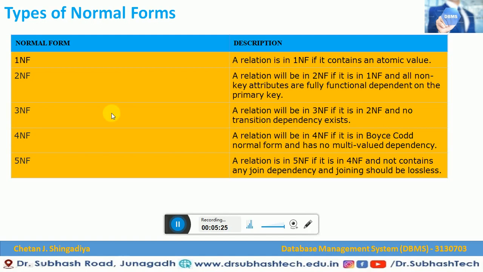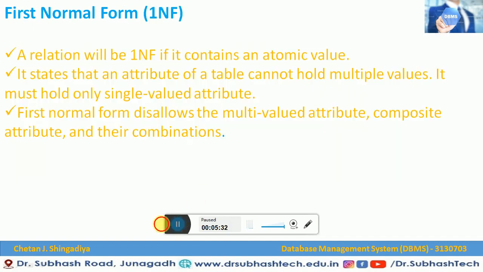So these are the simple normal forms: first NF, second NF, third NF, 4NF, and 5NF. Now let us start with each normal form in detail. Let us start with the first normal form. What is first NF or first normal form in DBMS? In normalization, a relation will be in first normal form if it contains an atomic value. If it contains an atomic value, that means the attribute contains a single value, then we can call it a first normal form.